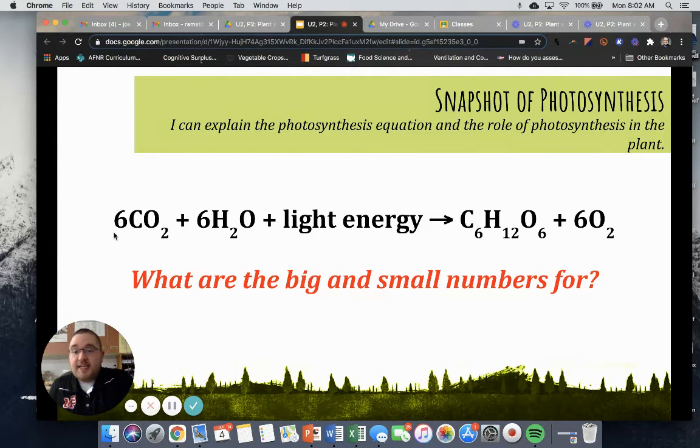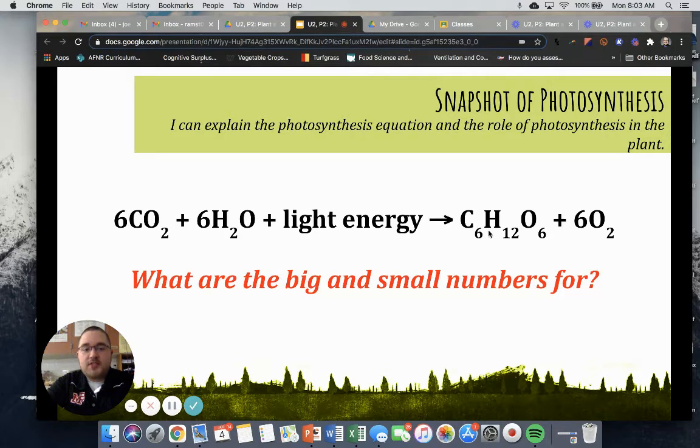equation. So let's take it, for instance, over here, okay? Let's look at our hydrogen, okay? So what's 6 times 2? 12, right? On the left side of the equation, these are our reactants. So what's combining? So we have carbon dioxide, water, and light energy, okay? So those are the things that are reacting in photosynthesis.